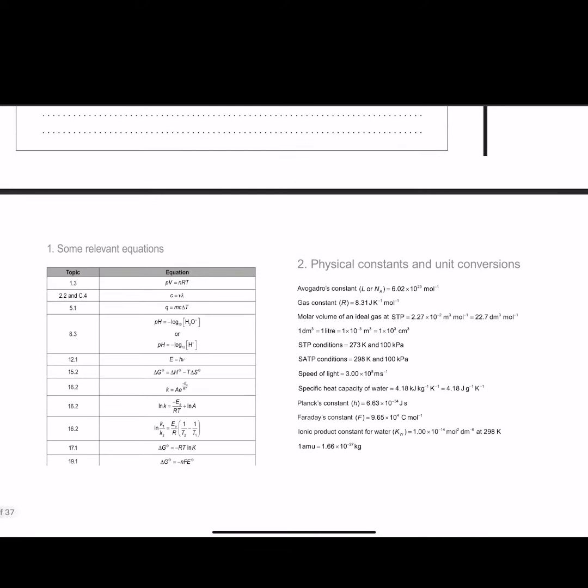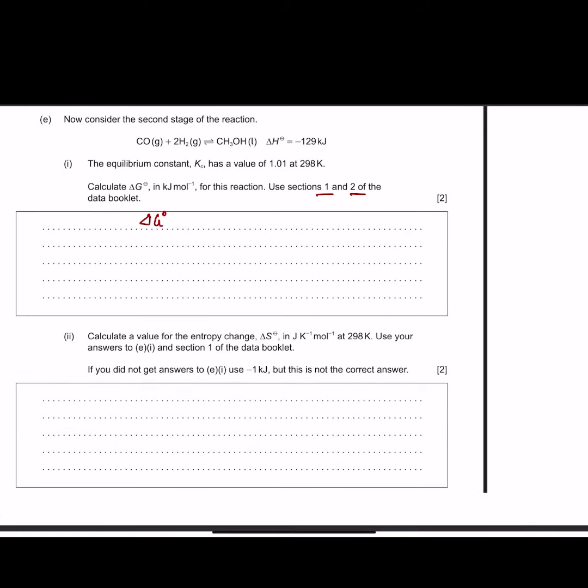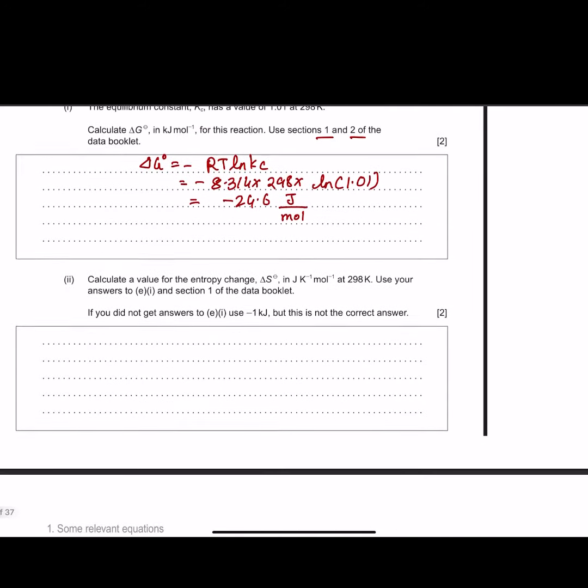In section 1, you have to pick out this equation, delta G equals minus RT ln Kc, because this gives you the relationship between delta G and Kc. And from section 2, you just have to take this universal gas constant value. So delta G naught is equal to minus RT ln Kc, which is 8.314, temperature is 298 Kelvin, and ln 1.01. Upon solving this, we get minus 24.6 kilo joule per mole, because in the value of R, you see the unit is in joule.